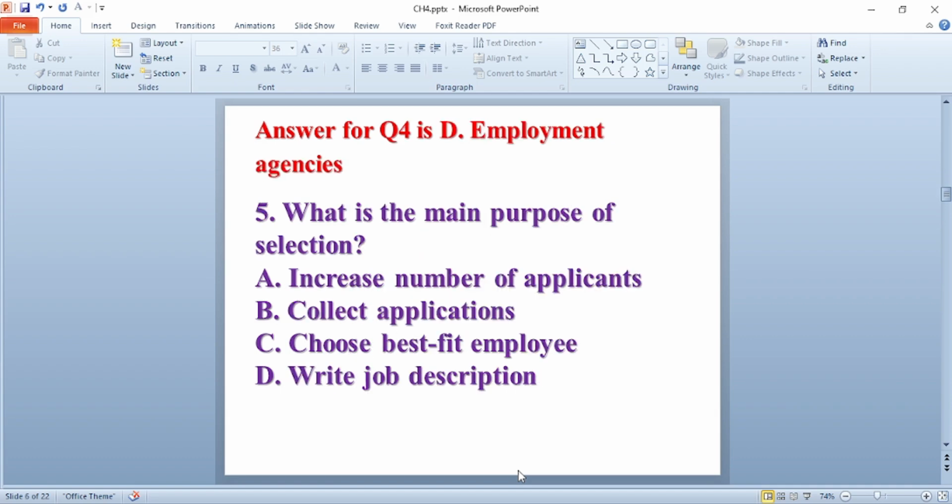Question number 5. What is the main purpose of selection? A. Increase number of applicants. B. Collect applications. C. Choose best fit employee. D. Write job description. Answer for this question is C. Choose best fit employees.